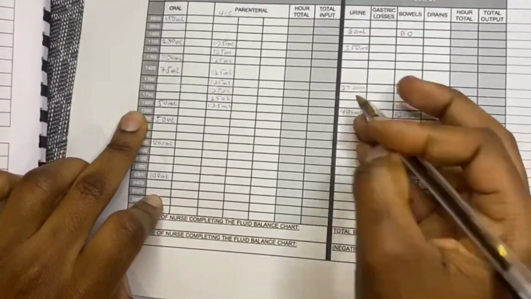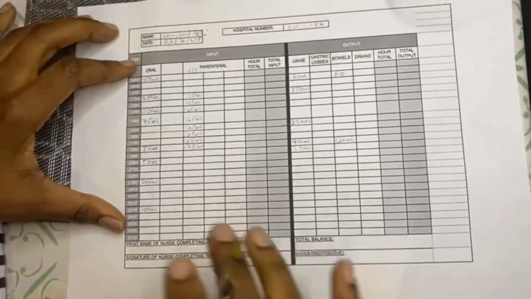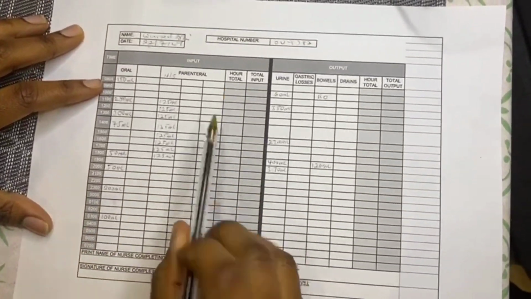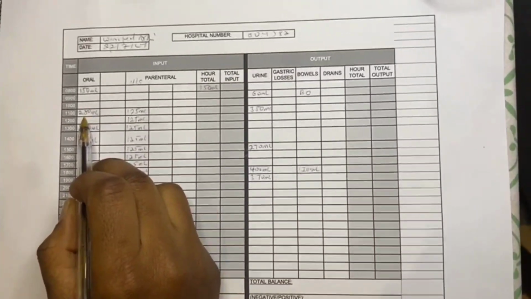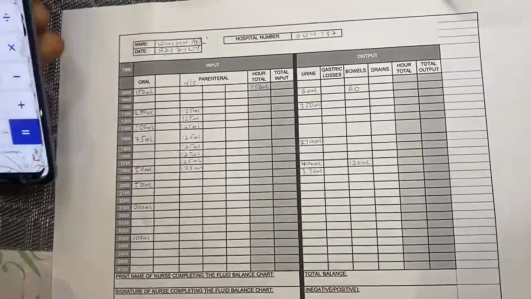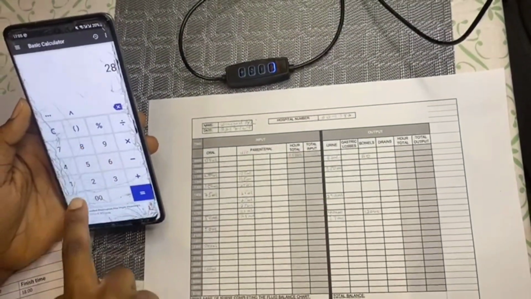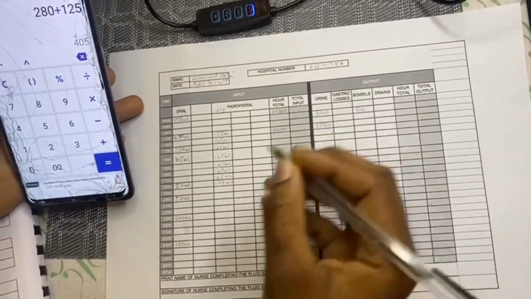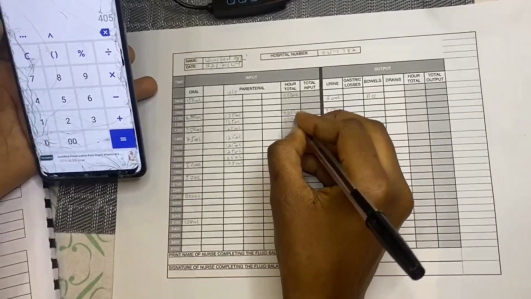1900 at 390 mils. Okay, so now I'm going to calculate the hour total and the total input for both the input and the output. All right, so under the 1800, we only have 150 mils. That'll be for the hour total. Then 1100 is 280. We are going to add up 280 plus 125. That's 405 mils. So you write it at the hour total. Then since there's nothing here to add, you just write the same 125 mils here.